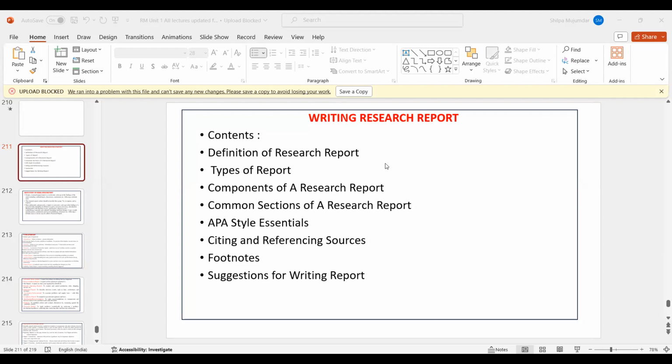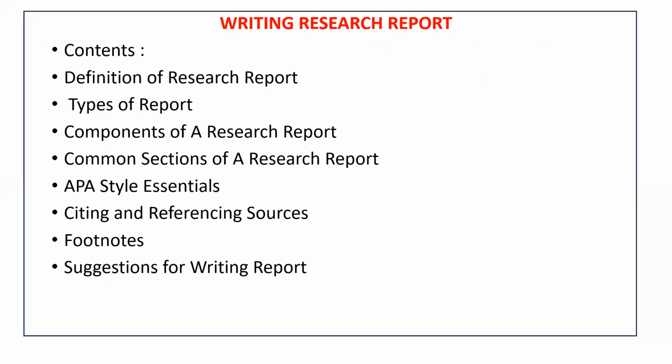Then we will see how many types of reports are there. Then components of research report, what must be there in a research report. Then common sections of a research report. Then APA style essentials. Then citing and referencing resources, footnotes, and suggestions for good report writing.